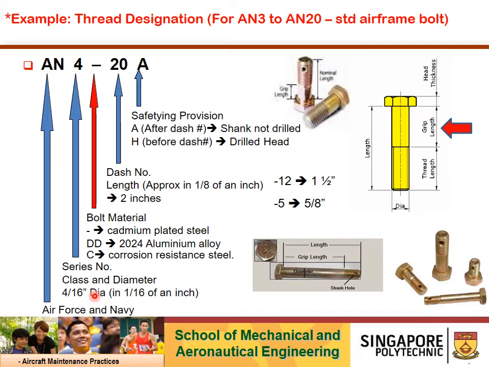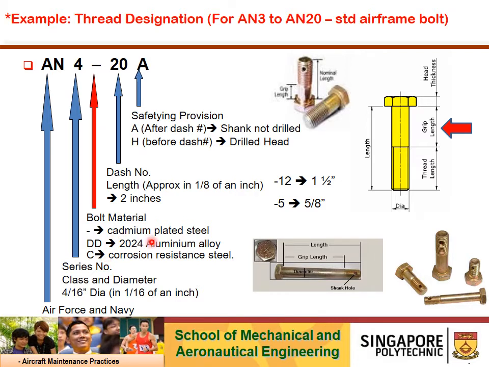Bolts, fasteners, nuts, their increment is 1/16 of an inch, as stated here. So do take note, don't confuse. AN4, the 4 represents 4/16, which is actually 1/4 inch diameter. And what does this dash represent? For an AN bolt, the dash represents a cadmium plated steel bolt. If it's a double D, the material is 2024 aluminum alloy. If it's a C, it's a corrosion resistant steel.